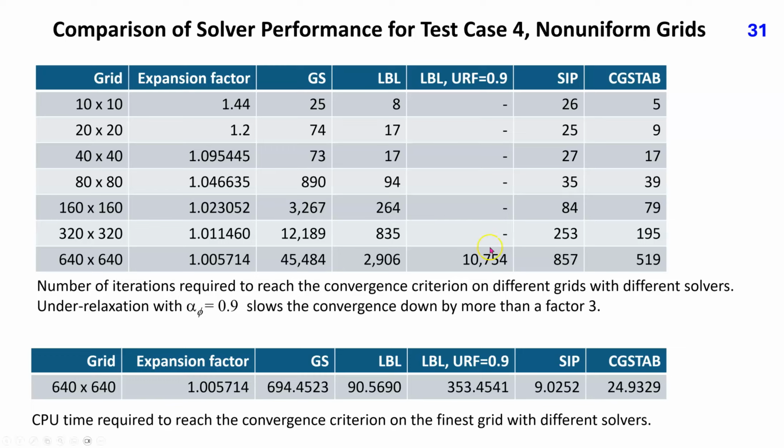As expected, under relaxation slows down the convergence, because we are not allowing the solution to change as much as the equations require. The number of required iterations has increased by a factor 3.7, and the computing time has increased by a factor 3.9 because of the additional update of the right-hand side. SIP is again the fastest solver, followed by CG stub.